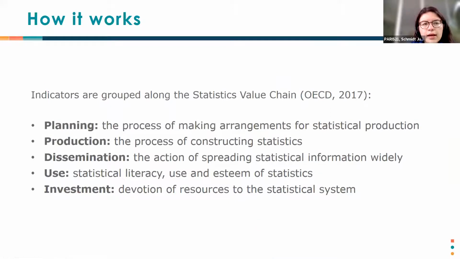How it works. So these indicators are organized along the statistical value chain, which is a bit adapted to make it easier. So we have indicators measuring the planning, the production, the dissemination, the use, and the investment. So we have indicators, for example, on the financing to statistics and data. We have indicators that attempt to measure statistical literacy and use. And we also have indicators that focus on the dissemination. So for example, data portals or press releases released by the statistical office.